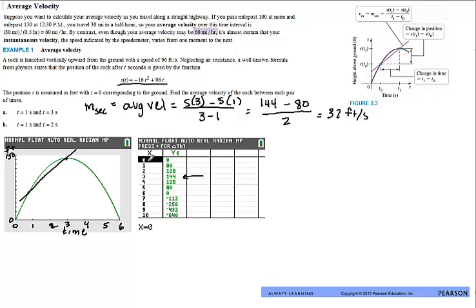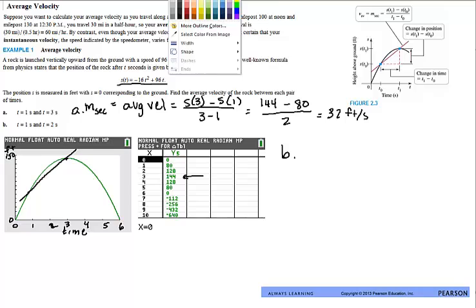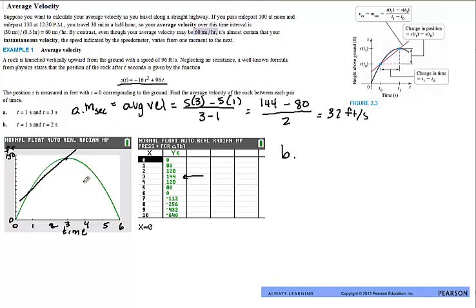And play the same game again. This is my A part. Play the same game again for B. And let's see what that line would actually look like, just so I can get some idea. I want it from 1 to 2. So from 1 here up to 2. Notice how the slope of this line is steeper. So I'm expecting that average velocity to be a little greater.